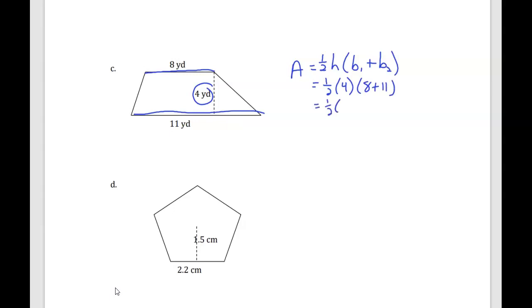So I get 1/2 of 4 times 19. And when I multiply those out together, I get 38. And I look for my units, and those are yards squared. Because I still am just taking yards times yards, so I just still have 2 sets of yards squared.